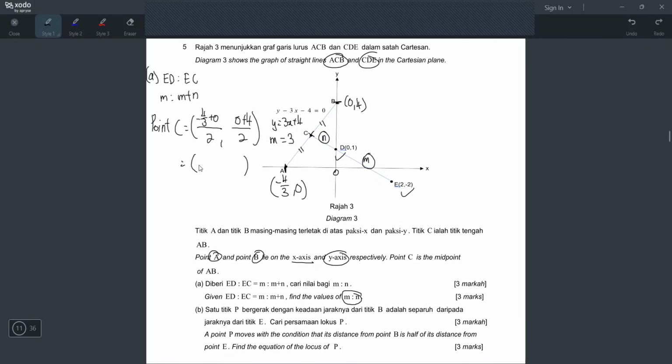Okay, so what is negative 4 over 3 divided by 2? Negative 2 over 3. What is 4 divided by 2? 2. So this is my point C. After I get my point C, I can try to find my MN now. So which formula will I use? The cross multiplication formula. So point C I will write here: negative 2 over 3, 2.